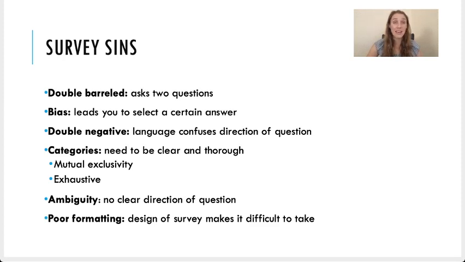Ambiguity, we don't want any ambiguity in our questions. We want them to be very straightforward. Even if we're using deception, as we discussed in ethics, we still want the nature of our questions to be easy to understand. The response option should not be confusing. And then we want good formatting, all right? We have wonderful tools to help us have wonderfully formatted surveys, but a poorly formatted survey can give you poor data, right? If the respondents do not understand the nature of your survey.